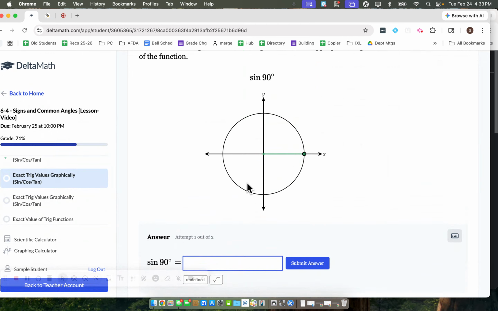Sine of 90 degrees. Let's take this over to 90 degrees. Okay, so guess what? Sine is the y value, and the y value is 1. Literally, y is 1 of that point.